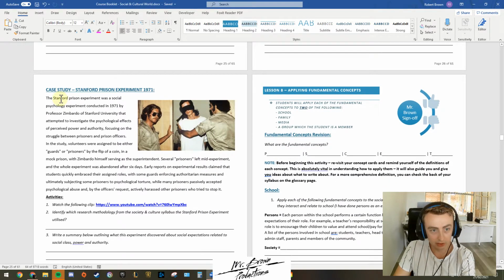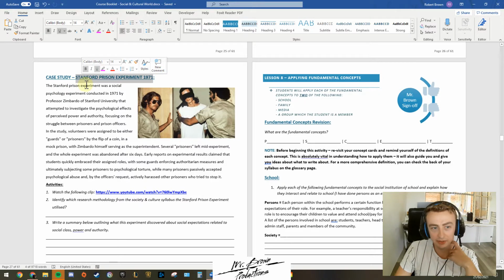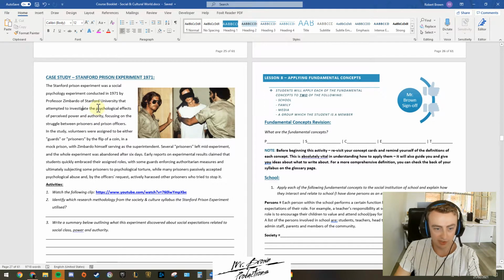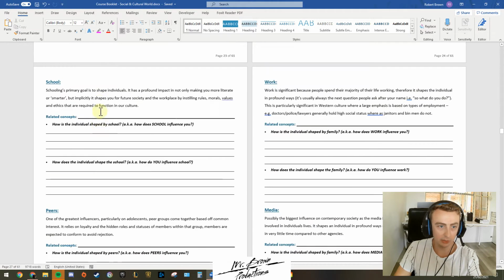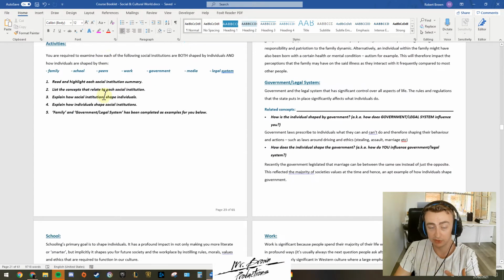There's one thing I thought would be really interesting to look at as well, which is a case study. You may or may not have heard of this, called the Stanford prison experiment. The reason I've chosen this as a case study is because here we're looking at essentially how social institutions influence us and how we influence social institutions.